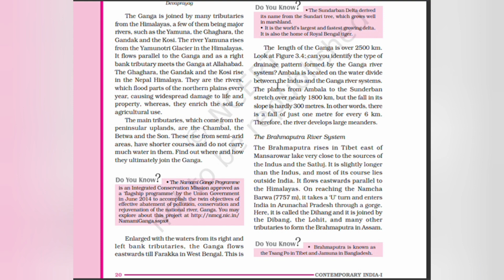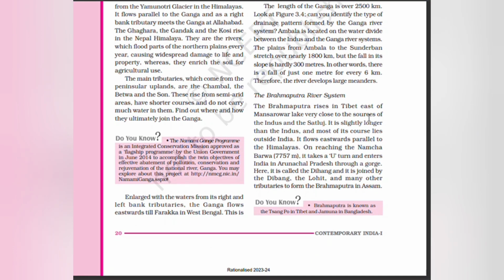Ambala is located on the water divide between the Indus and the Ganga river systems. The plains from Ambala to the Sundarban stretch over nearly 1,800 km, but the fall in its slope is hardly 300 meters. In other words, there is a fall of just 1 meter for every 6 meters. Therefore, the river develops large meanders.